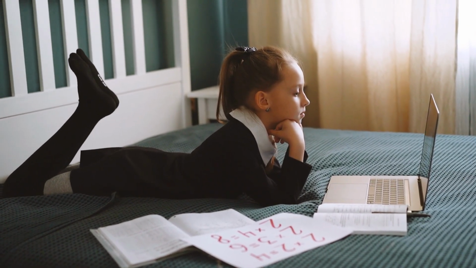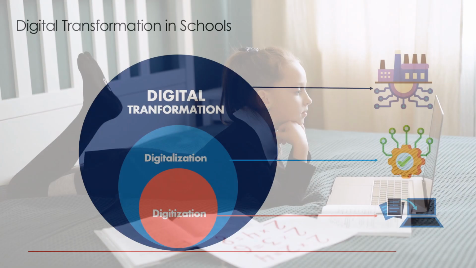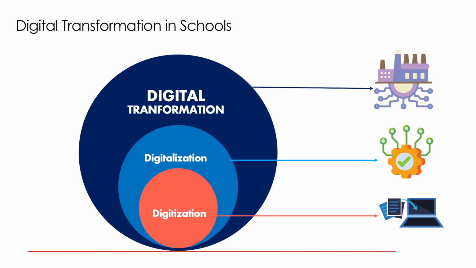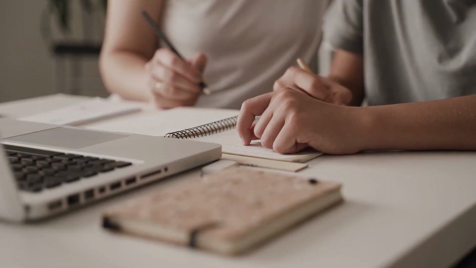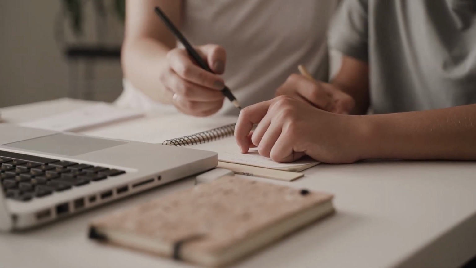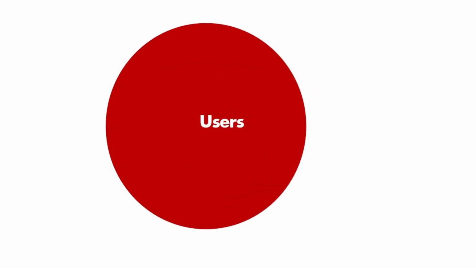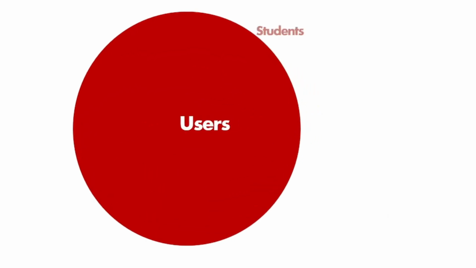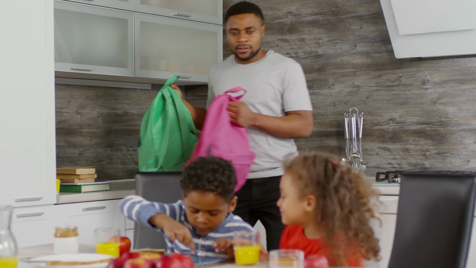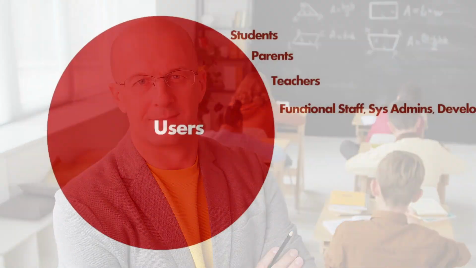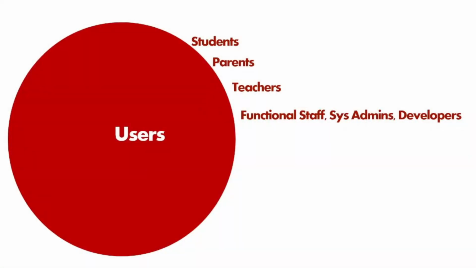So digital transformation is not about technology, it's about culture, adoption, changing the mindset. I won't be able to cover everything related to digital transformation here, but I will explain how we can start the journey of digital transformation in schools. In schools, you might have various users. These users can be students, parents, teachers, functional staff, system administrators, or any other school staff. There could be various school branches.